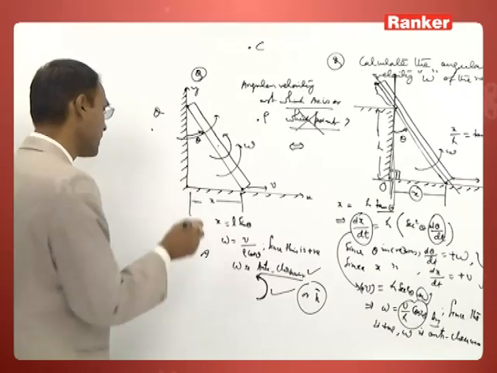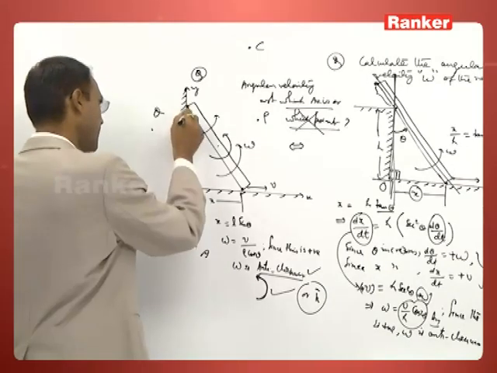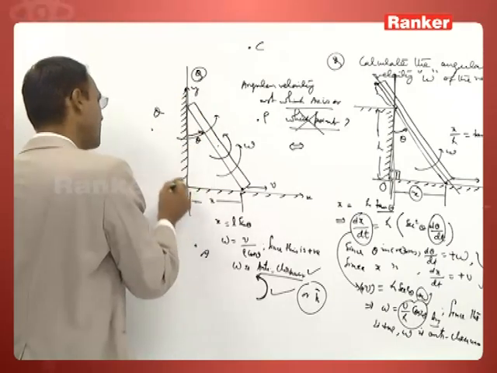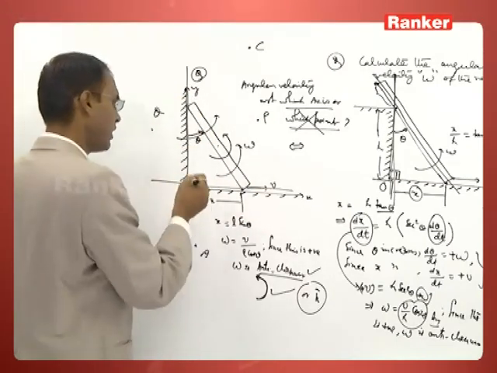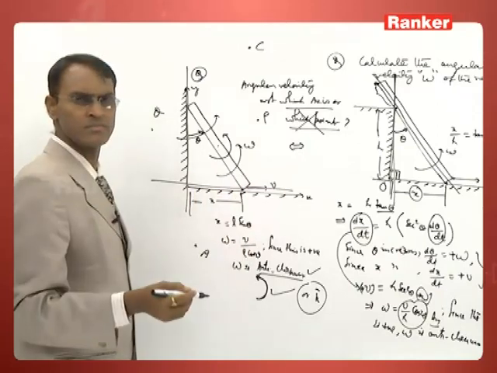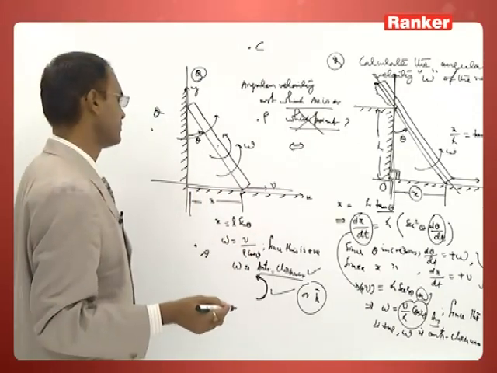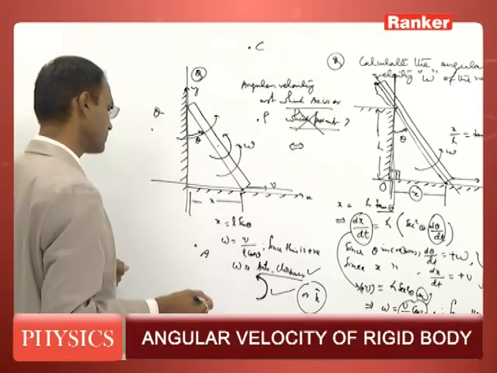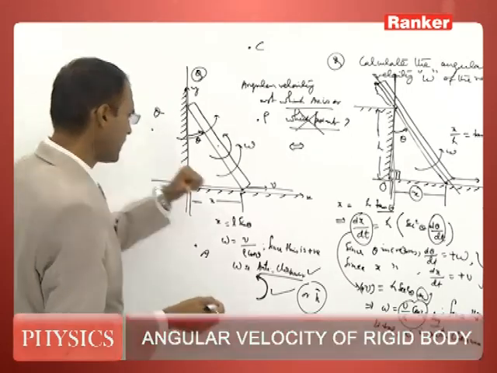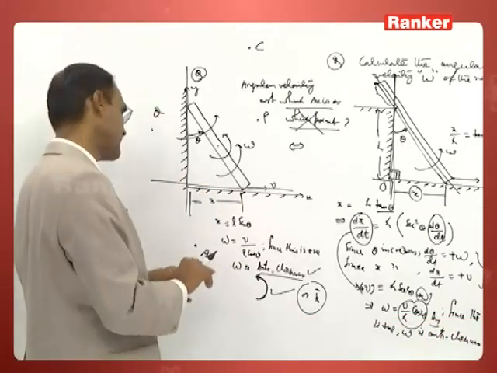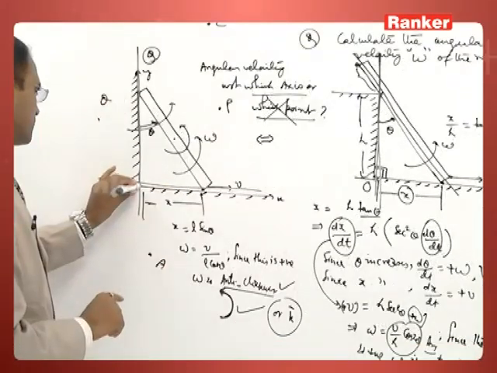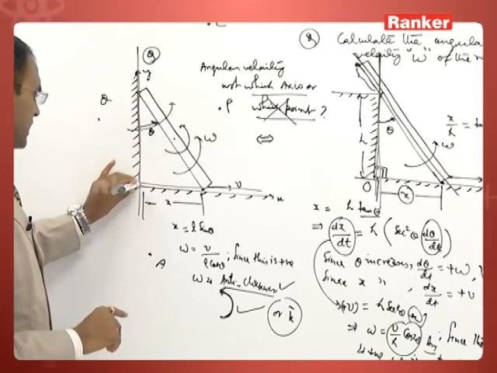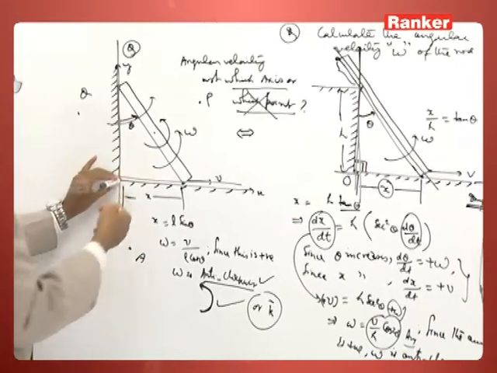But it does not mean that the angular velocity of this rod about the y axis, about the z axis, about the x-axis is the same. Since its angular velocity is pointing along the positive z direction, this is the positive z axis.